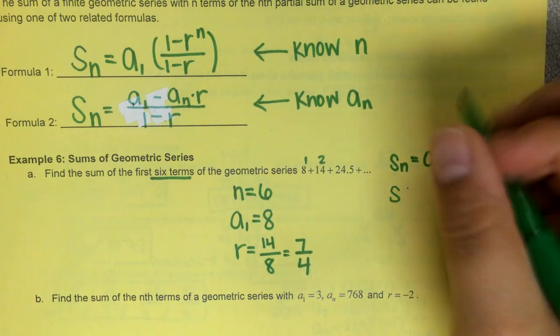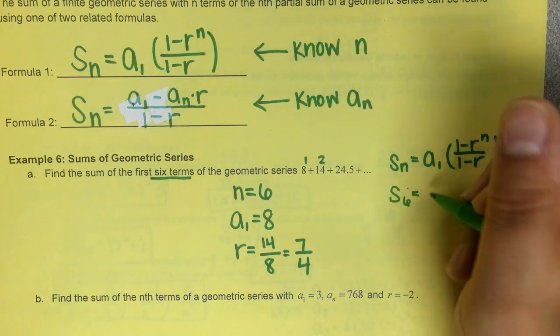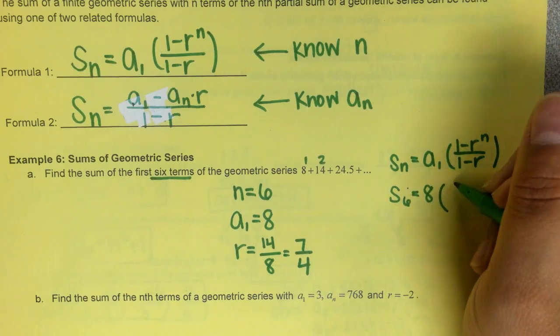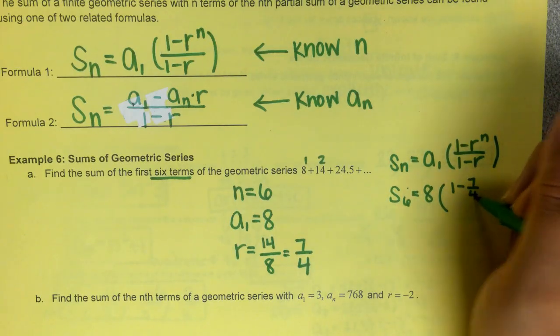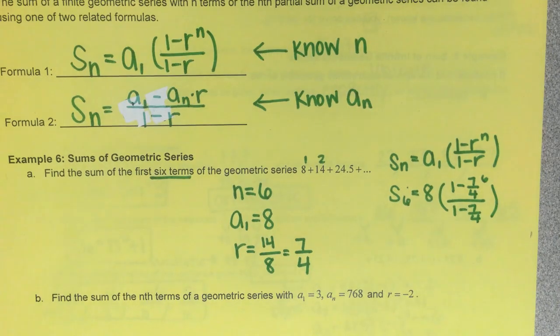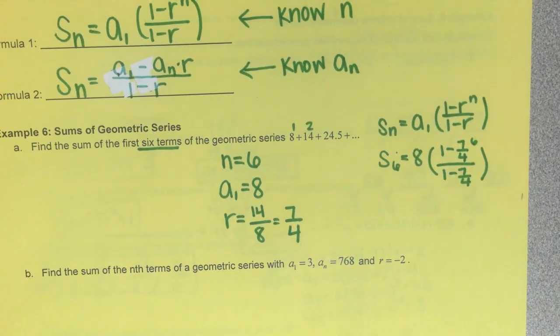What's my n? Plug in a of 1. 1 minus 7 over 4 to the 6, over 1 minus 7 over 4. Am I going to give you something like this on a quiz, 7 over 4 to the 6th power? No. Just homework. Okay. If I gave you something like this on the quiz, that r should be a whole number. It would be like 2 to the 6th. You can do 2 to the 6th in the baby calculator.